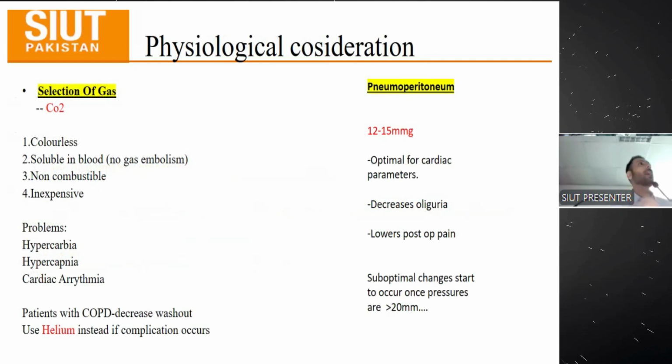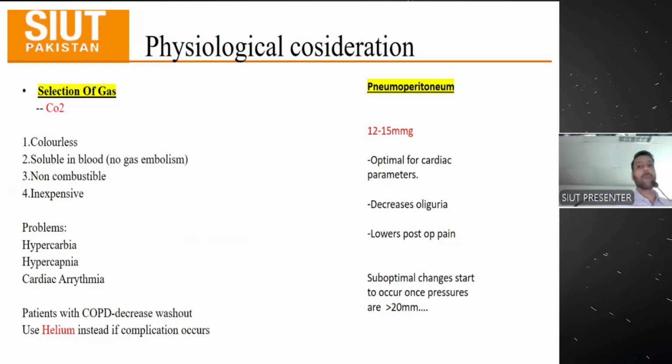But the problem with carbon dioxide is it can cause hypercarbia, hypercapnia, and cardiac arrhythmias. And also patients with COPD have a decreased washout of carbon dioxide, which can lead to complications. Hence, the use of helium instead lowers the rate of complications.